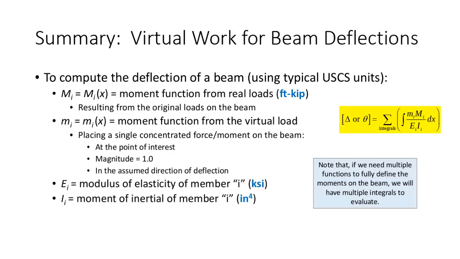We've got our real moment function and our virtual moment function, which we'll go through an example on how to do. Just like with trusses, where we had real internal forces and virtual internal forces, we're going to have real moment functions and virtual moment functions. The real moment functions come from the original loads on the beam, and the virtual moment functions come from a single concentrated force or moment on the beam, depending upon what you're trying to find. Again, you put it where you're interested in finding deflections. It has a magnitude of 1, and you put it in the assumed direction of the deflection.